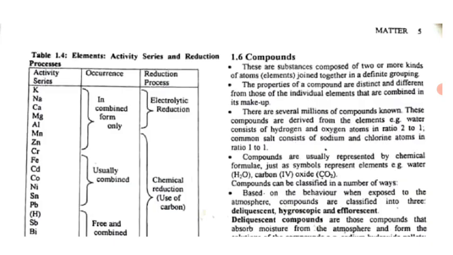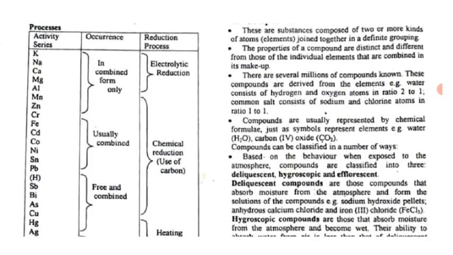Two different types of atom chemically combined together, that forms what? Compounds. So the properties of a compound are distinct and different from those of the individual elements that are combined in its makeup. This is actually the opposite of a mixture. By the time you get to mixture, you will understand what I'm saying.